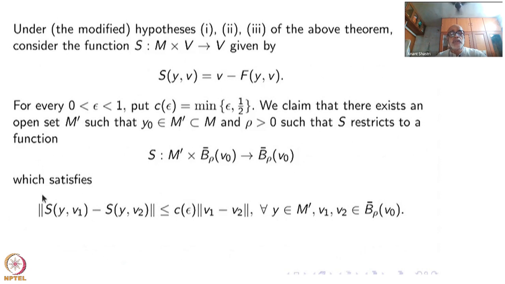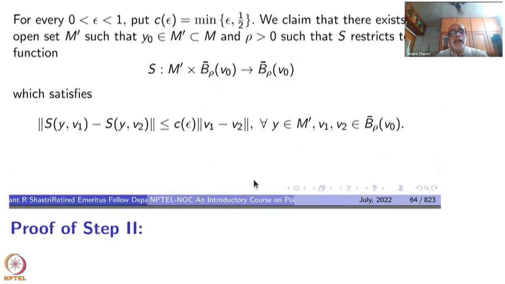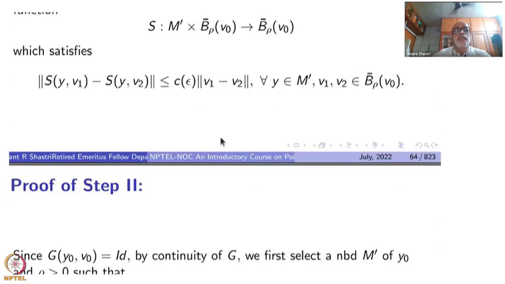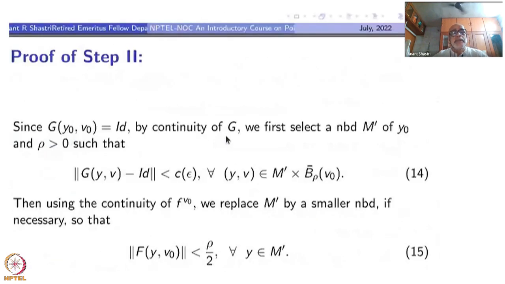Remember, this was nothing but a uniform contraction. So we are up to now applying the contraction mapping, which was done in the first module. Remember that, right? So first we have to claim this one. So first let us get the proof of this part. Okay. So how to prove this one?